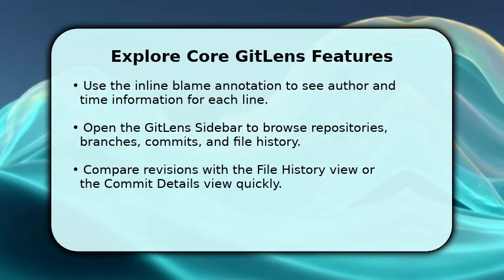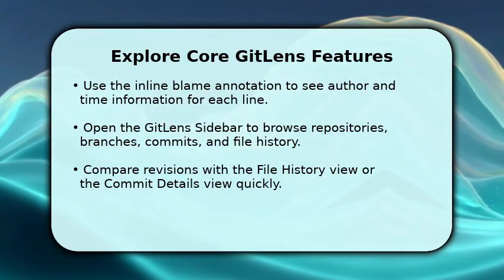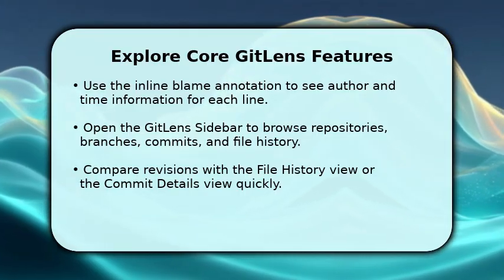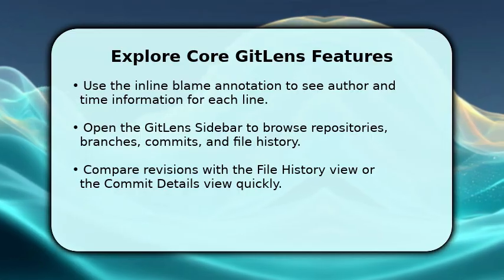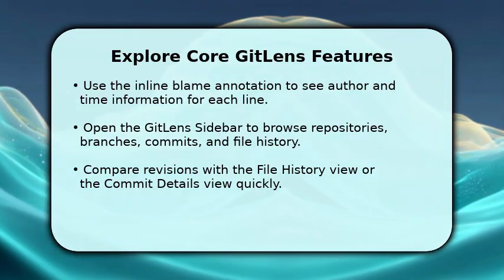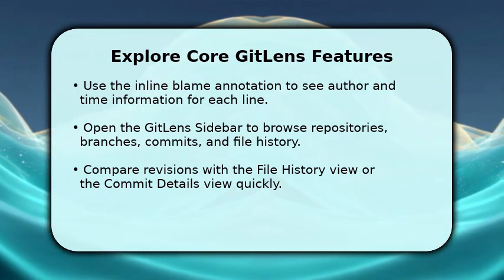Click any commit to open the commit details view and inspect changed files with a side-by-side diff. Use the file history view to compare revisions for a file and switch between commits with a single click. These features provide immediate context for every change you review.